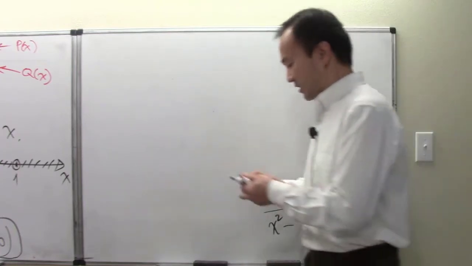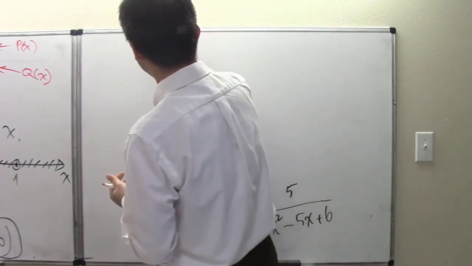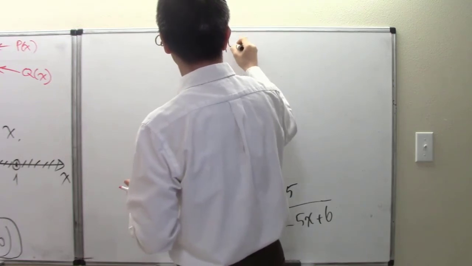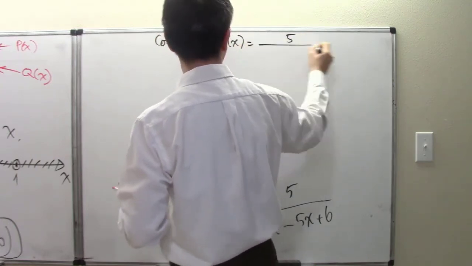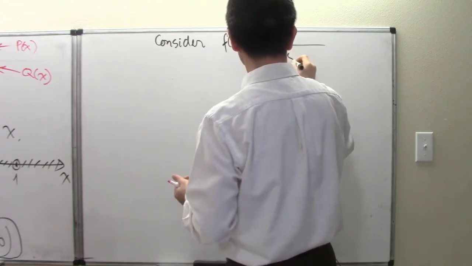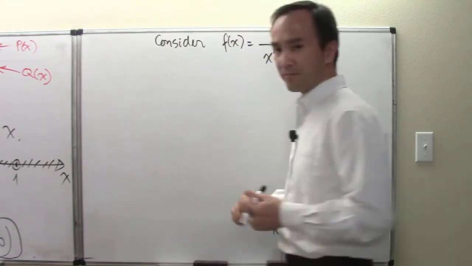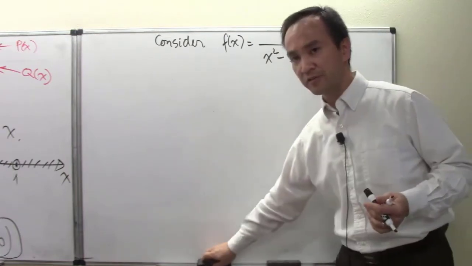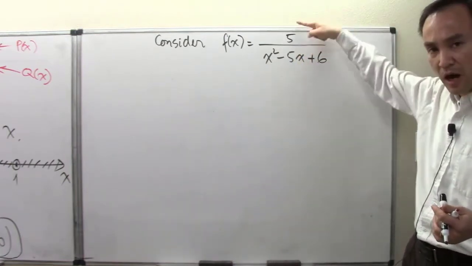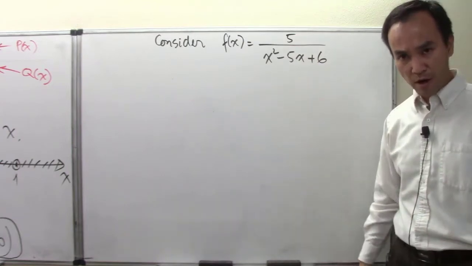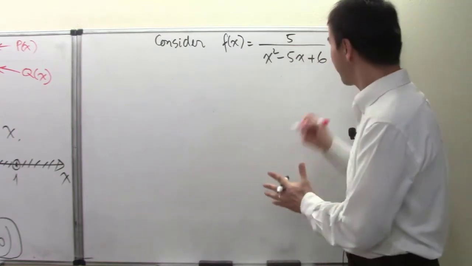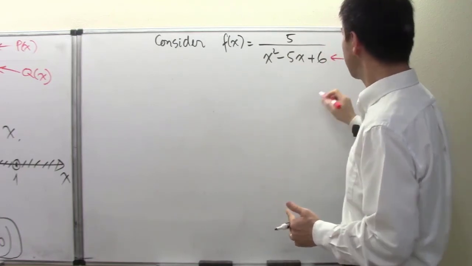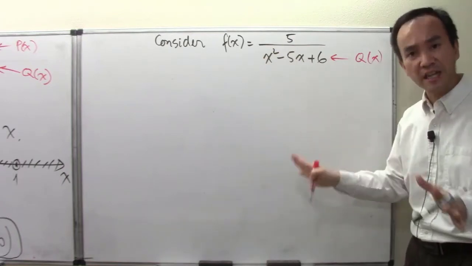Now let's consider this function. I'm going to call it f of x equal to 5 over x squared minus 5x plus 6. All right, so we have our rational function there. It's in fraction form, a ratio where top and bottom are both polynomials. And furthermore, this denominator is other than just a constant.